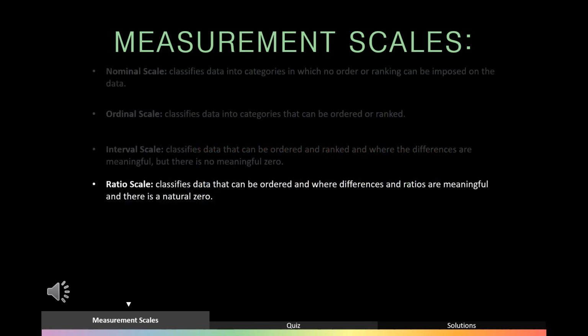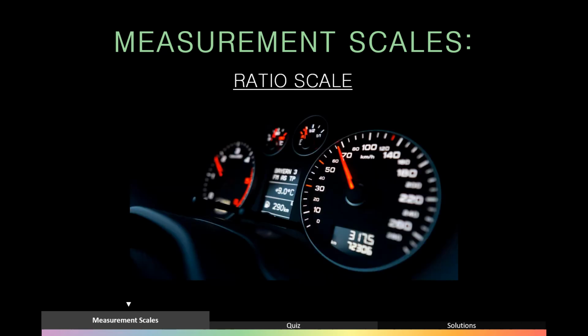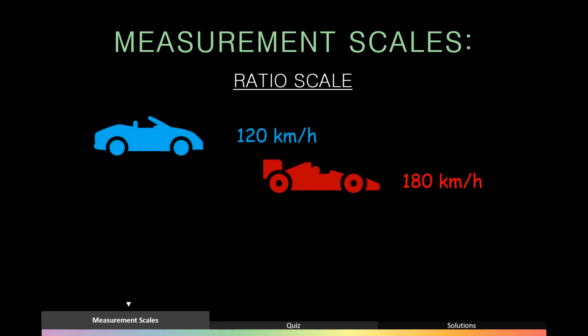Ratio scale classifies data that can be ordered and where differences and ratios are meaningful. So there is a natural zero or a meaningful zero. To explain ratio scale, I'm going to use the speed that a car travels. Let us assume that there are 2 cars racing, where the blue car is traveling at 120 kilometers per hour and the red car is traveling at 180 kilometers per hour. Can we say that the red car is traveling 60 kilometers per hour faster than the blue car? Yes, we can, and this tells us that differences are meaningful.